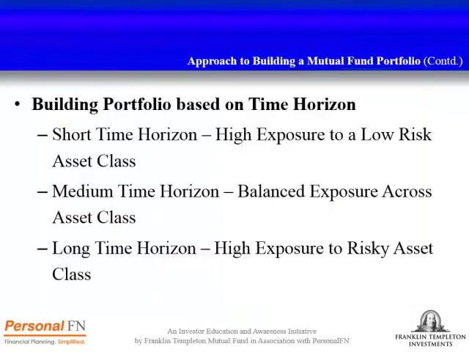Then comes building your portfolio based on time horizon. Considering your time horizon is a must while building your portfolio. You cannot put your money in risky assets if you need it in the next 3 to 6 months or even 12 months. You should ideally reduce your allocation to risky assets if you're nearing your goal or you have a low time horizon. So accordingly, if you have a short-term horizon, you need to have high exposure to low-risk asset classes. On the other hand, if you have a medium-term horizon, you can have balanced exposure across asset classes. Besides, if you have a long time horizon, you can have high exposure to risky asset classes.